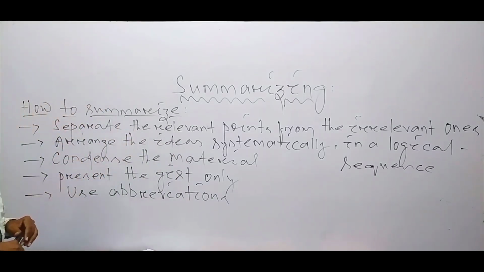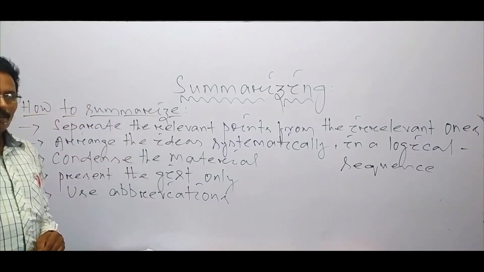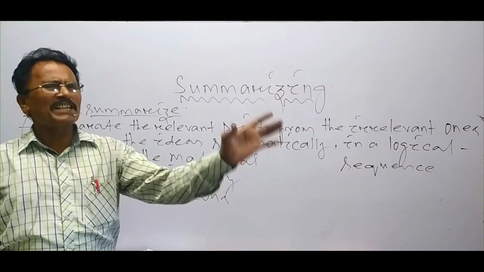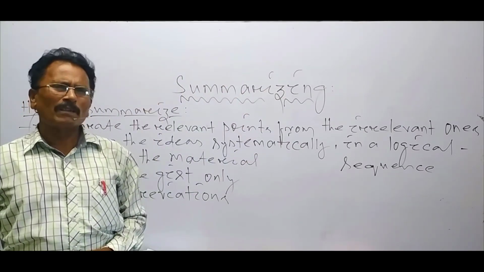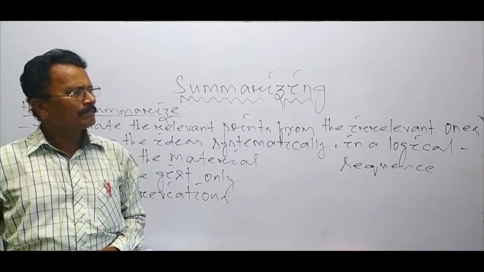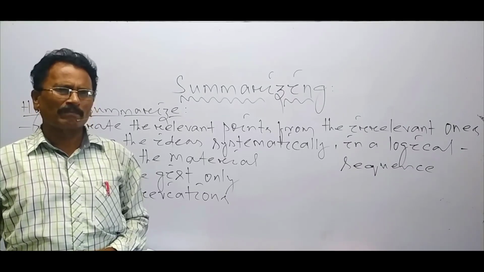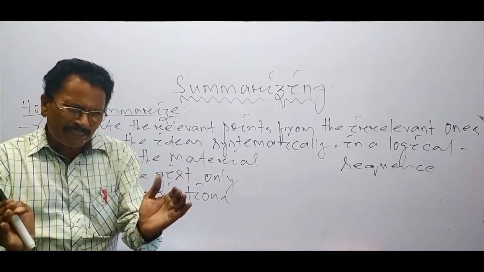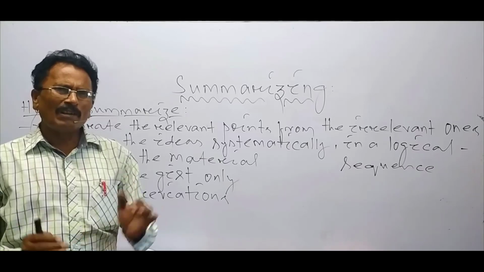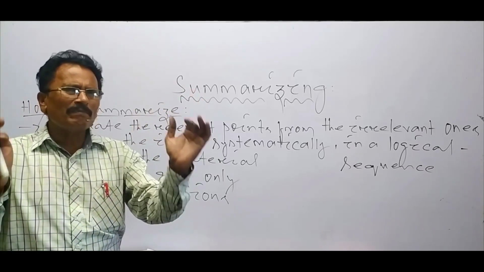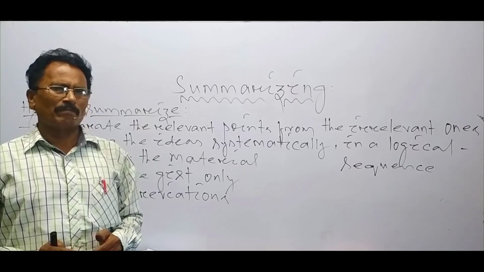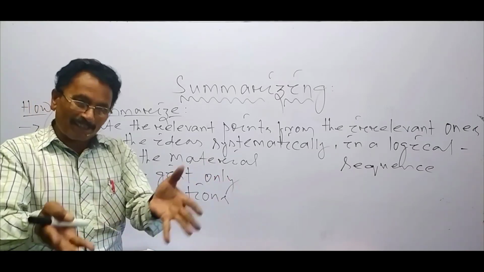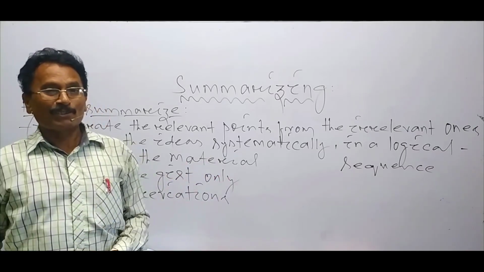Next thing we have to keep in our mind, condense the material. The passage may be written in a very broad way, in a detailed manner. But when we write the summary, we have to keep in our mind that the summary should be a condensed one. Only the important points, only the main things we have to include in our summary. Unnecessary things we have to leave out. Otherwise, it will be another passage. It won't be the summary.